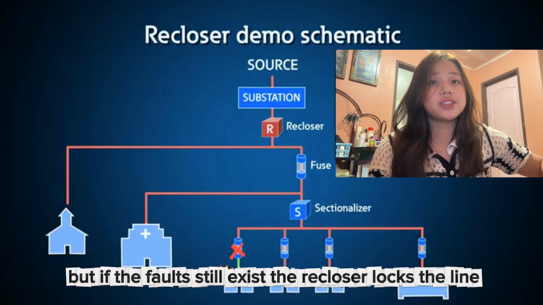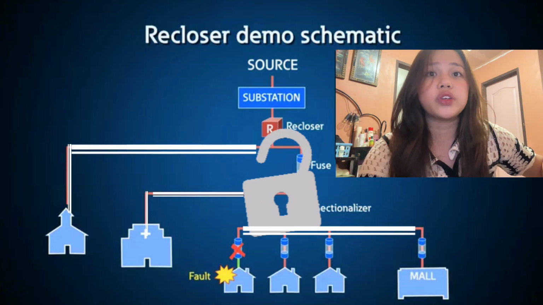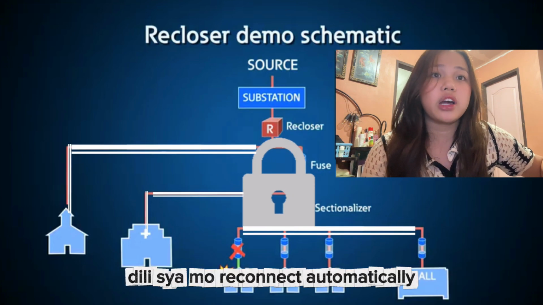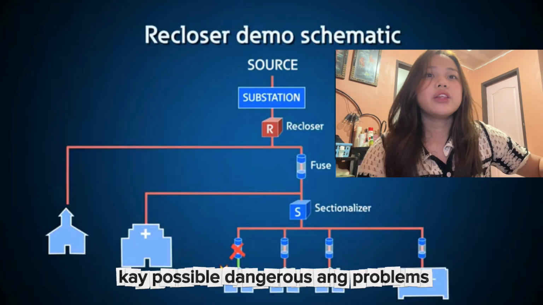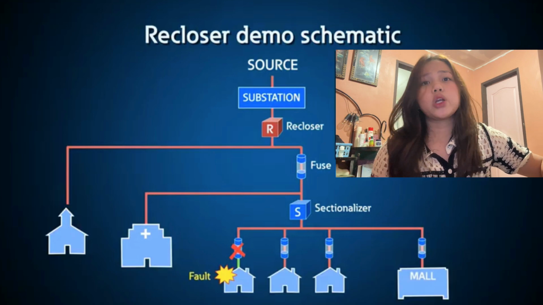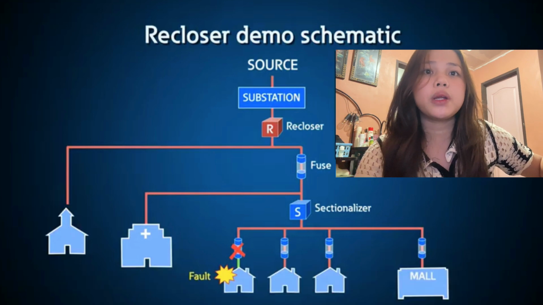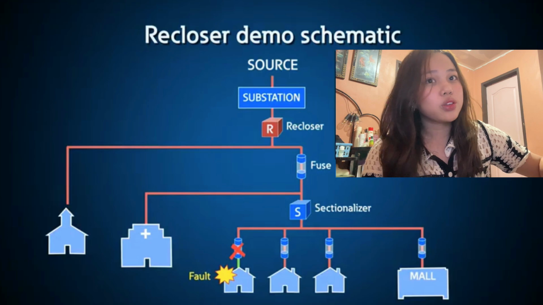But if the fault still exists, the recloser locks that line for safety. This means dili siya mo reconnect automatically. Why? Kay possibly dangerous ang problems. Example, na broken wires, fallen electric poles, or na permanent short circuit. What if makurintihan ang duol ana nga kuryente?